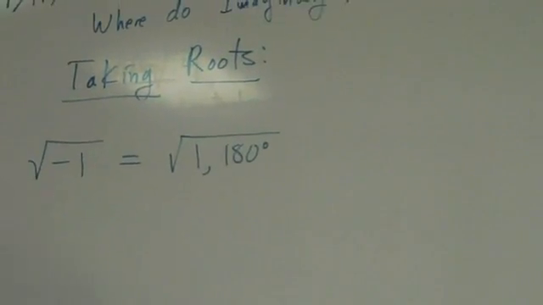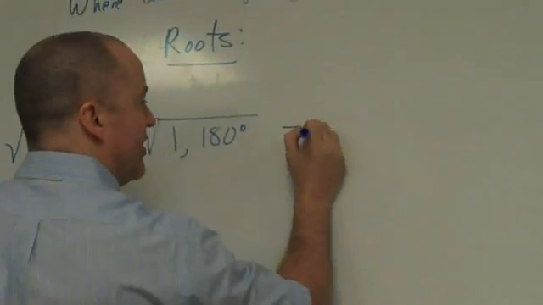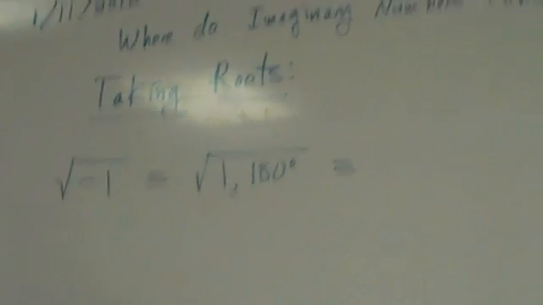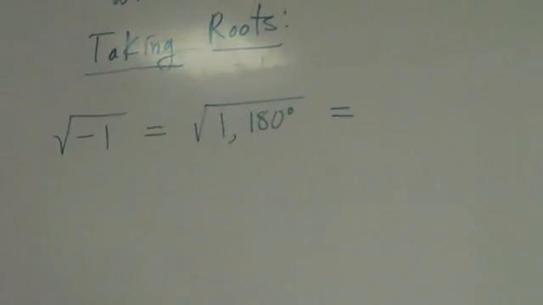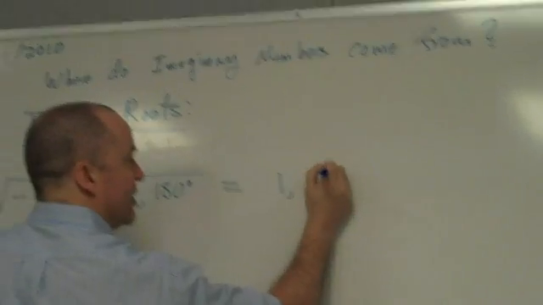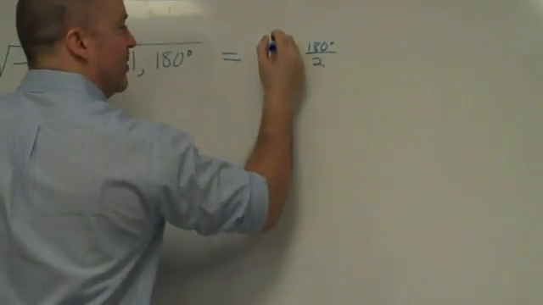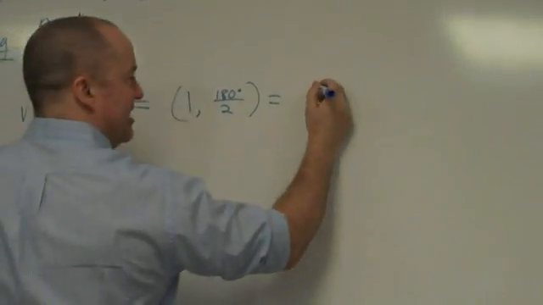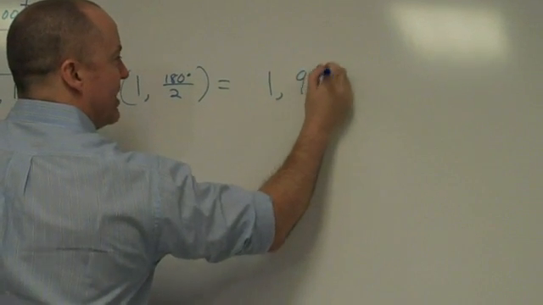Now, by this rule, you take the positive square root of the number. What's the square root of 1? 1. Now, for every day but today, it's plus or minus 1. But for today only, we'll say that it will just take the positive root 1. And then it's 180 degrees divided by 2. So that's 90. So we have 1 comma 90 degrees.